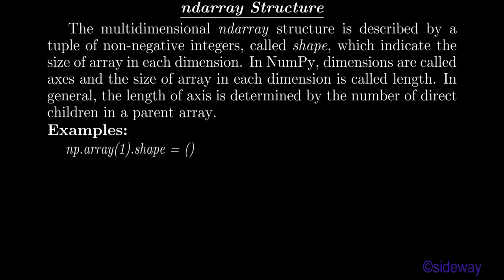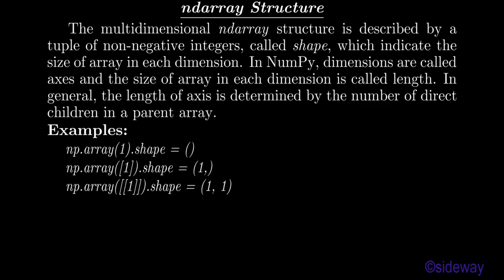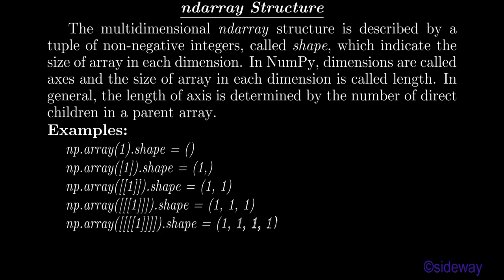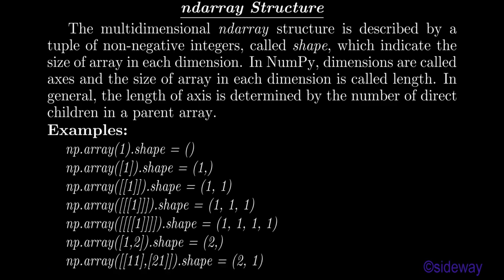np.array(1).shape equals (). np.array([1]).shape equals (1,). np.array([[1]]).shape equals (1, 1). np.array([[[1]]]).shape equals (1, 1, 1). np.array([[[[1]]]]).shape equals (1, 1, 1, 1). np.array([1, 2]).shape equals (2,). np.array([[1], [2]]).shape equals (2, 1).